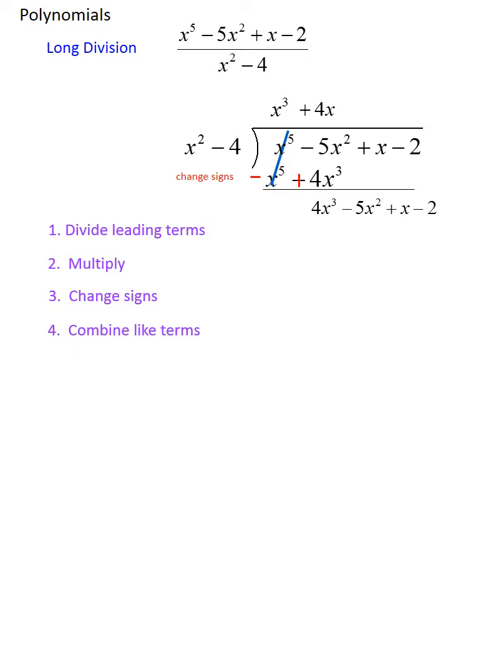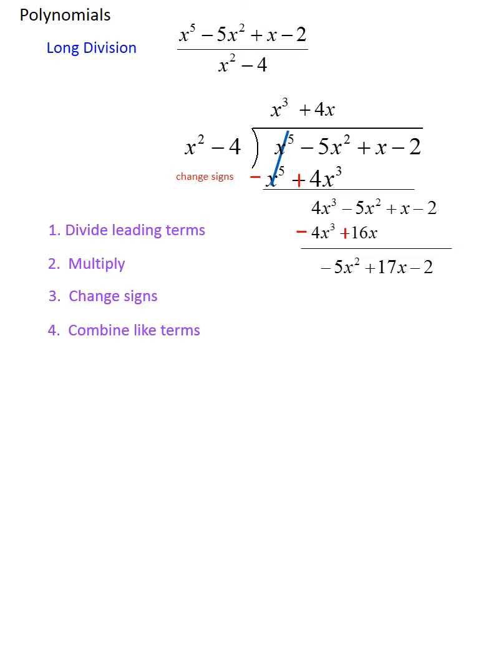Step two is the multiply step, where we take the answer from step one and multiply it by both terms on the outside of the division. In other words, doing blue times blue gives me this. Step three, change the signs. Once again, notice the plus sign that's half red and half black. Step four, combining like terms gives us this.